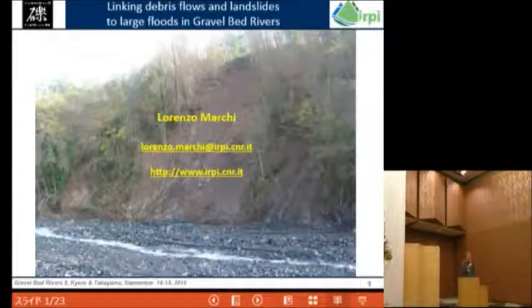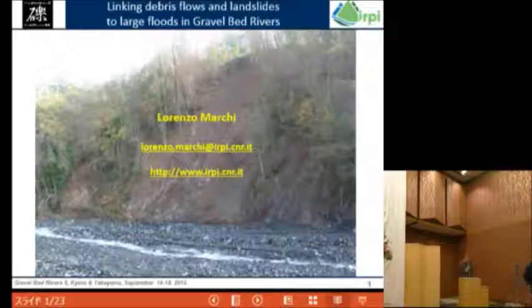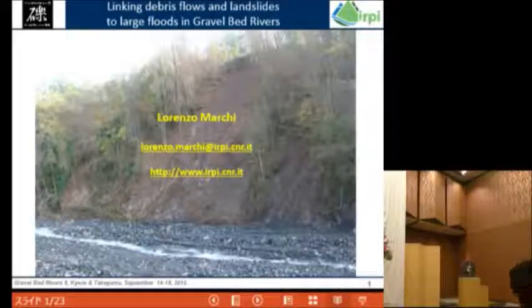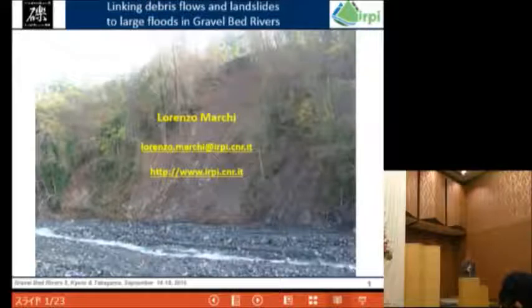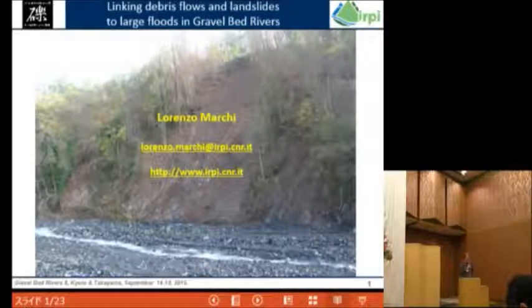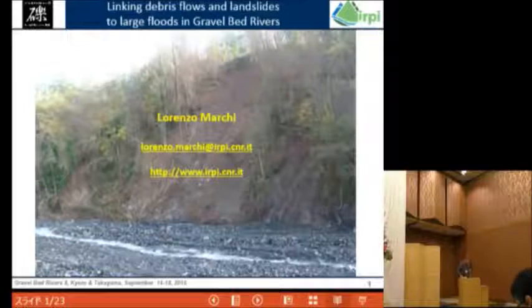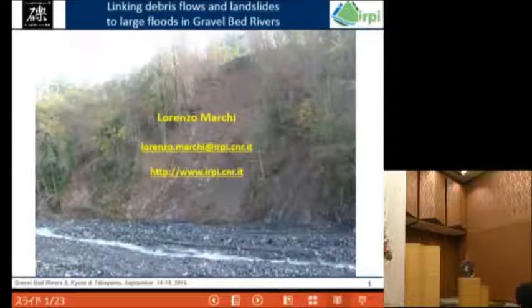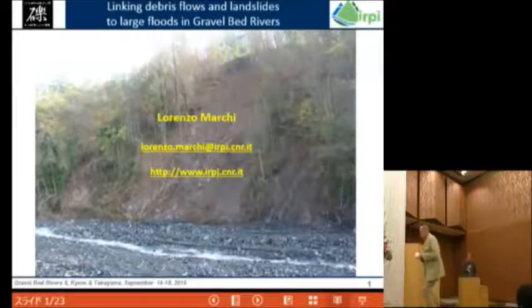I'm Nicola Surian from Italy, Padova University, and I'm going to chair the first session of the morning. So we will have, as you see from the program, two sessions dealing with disasters. The first session will deal with the sediment supply and availability, especially we will see the relation with landslides and debris flow. Let's go to the first talk, which will be given by Lorenzo Marchi from the National Research Council of Italy. So please, Lorenzo.